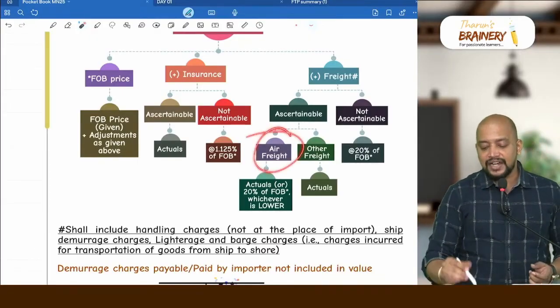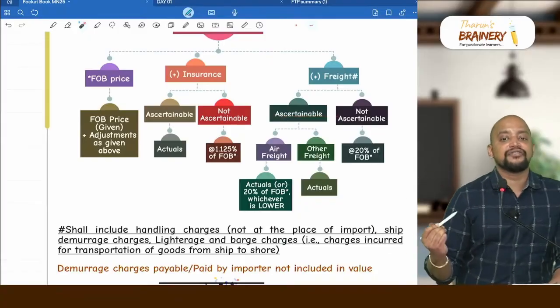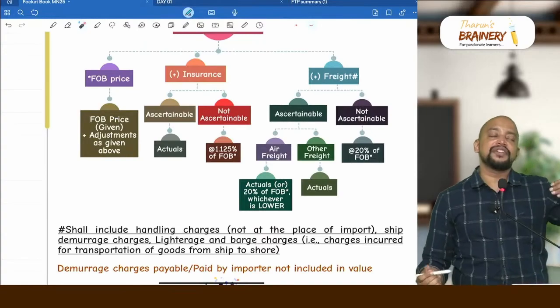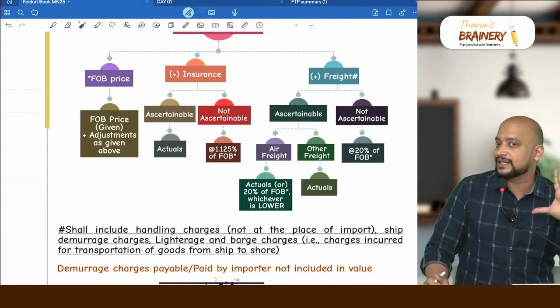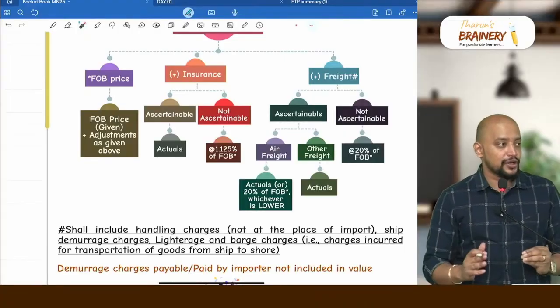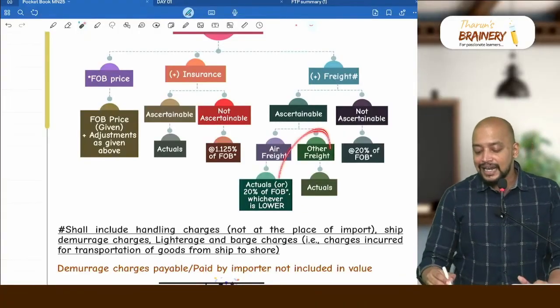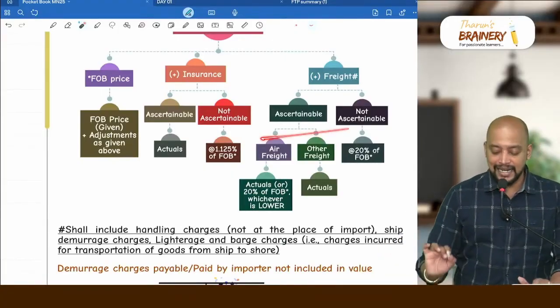If it is air freight, ascertainable also, we need to compare between actuals and 20% of FOB, whichever is lower should be taken. Because too much air freight when we are including in the value will shoot up the value, because of which we end up paying high customs duty. That's the reason why they have brought in this actual or 20% of FOB, whichever is lower should be taken. Then any other freight we need to take the actuals if it is ascertainable.